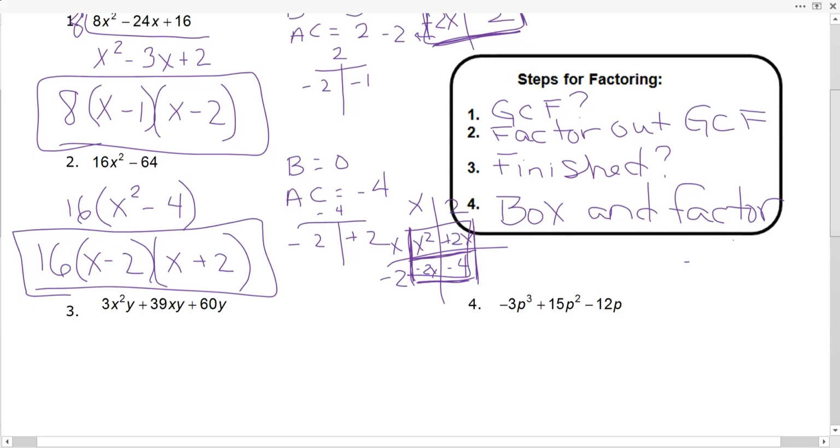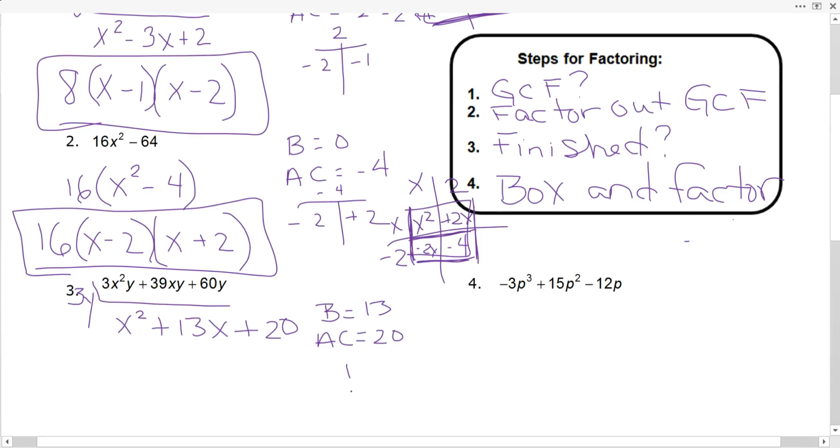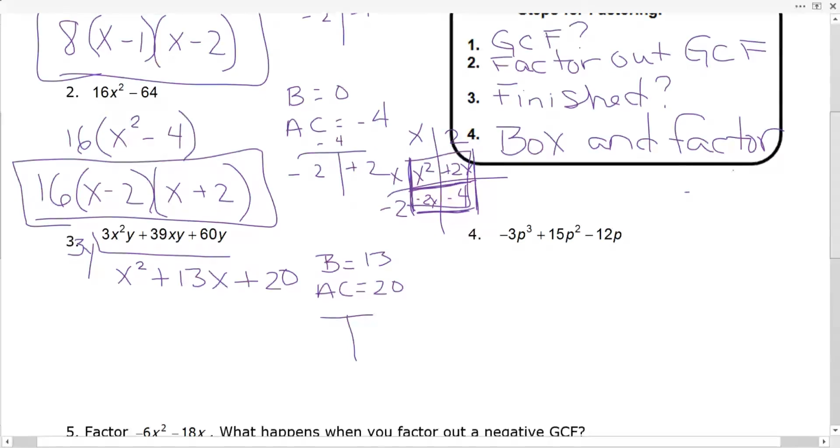Number 3. And all these are going to have a greatest common factor because that's the whole point of the lesson. So before you even start, look for the greatest common factor. This one's going to be 3y, which leaves me with x squared plus 13x plus 20, the end. Okay, my sum is 13. My product is 20.